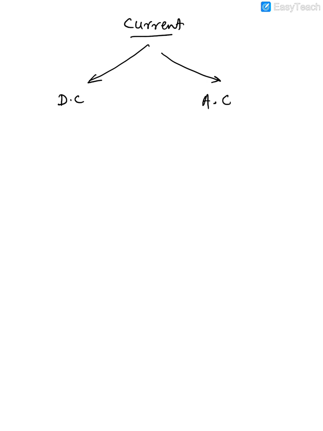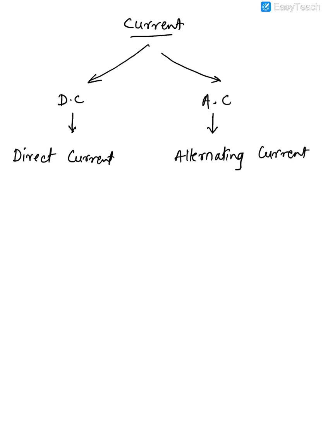But out here now DC means what, direct current. So some people call it DC current. That's wrong. DC current would mean direct current. So it's called as only DC. That means what? Direct current. And AC means what? Alternating current. Now what do you mean by DC and AC?